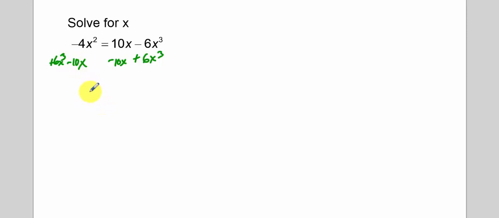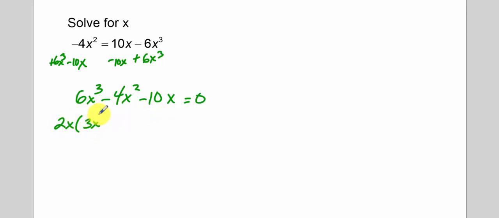And then I will arrange this in descending powers of x. So I have 6x cubed minus 4x squared minus 10x equals 0. I notice there's a GCF of 2x, leaving me with a 3x squared minus 2x minus 5 equals 0.